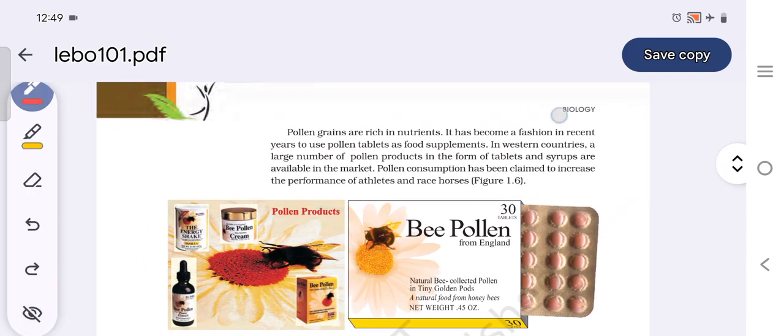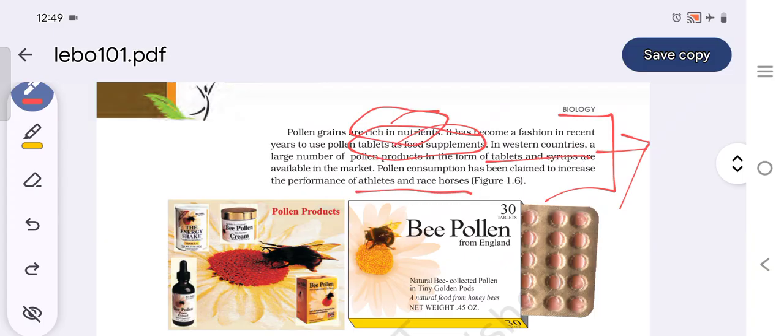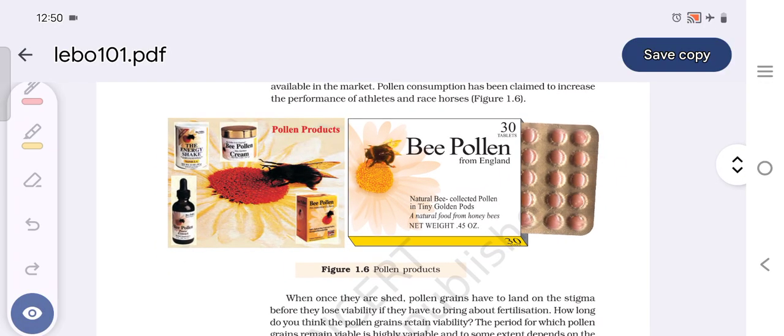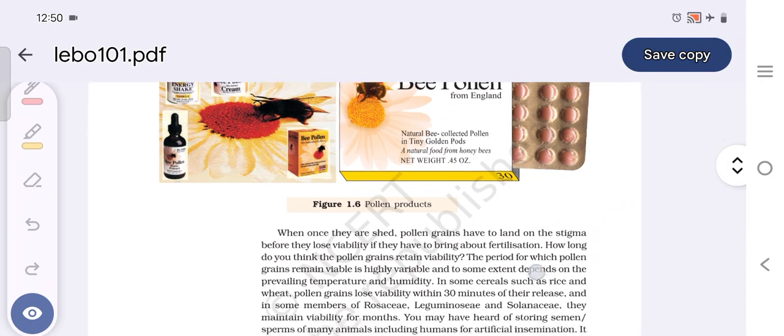Let's move ahead. Now, what are the uses of these pollen grains? That is what is mentioned here. The pollen grains are rich in nutrients. There are countries which use these pollen grains as tablets and food supplements, and it is also used as syrups. It is good for athletes and racehorses as it is extremely rich in different nutrients. So you have a diagram which tells you how the pollen grains are used, the different types of pollen products.